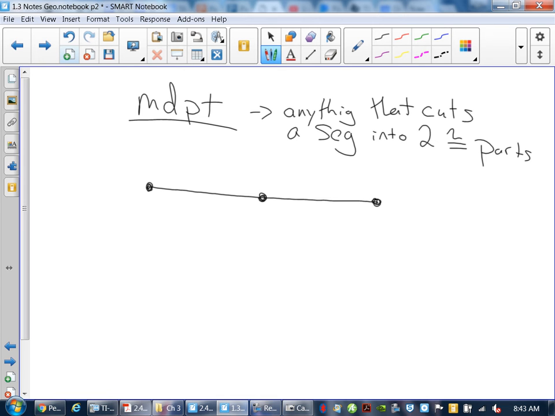Now, I use the phrase anything that cuts a segment. Sometimes it's an actual point. Sometimes it's a segment. Sometimes it's a line going through it. It could be anything. I think on that question that you had on the homework, it looked like it was another segment that went through it, kind of like that. It could be that as well. What the midpoint does is that it creates two equal parts. Right.